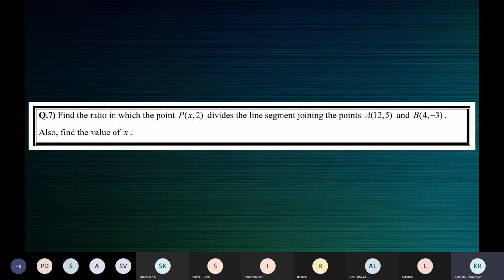So here, find the ratio in which... it's very important to read the question carefully, children. Very important. It's very simple. So read the question slowly. As you're reading, you should visualize the information. You must see that information in a figure.